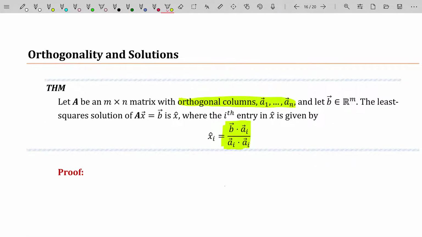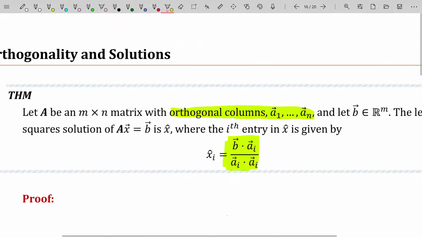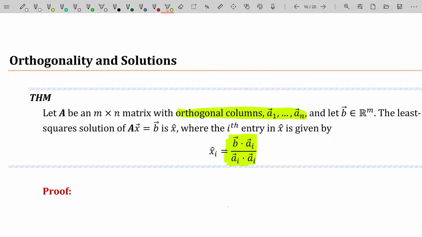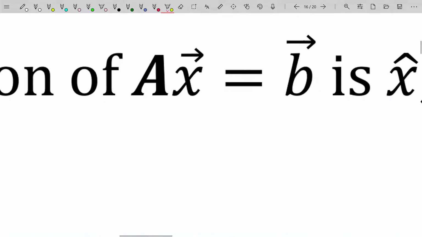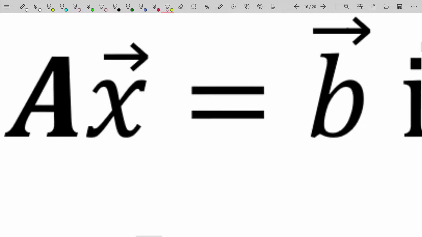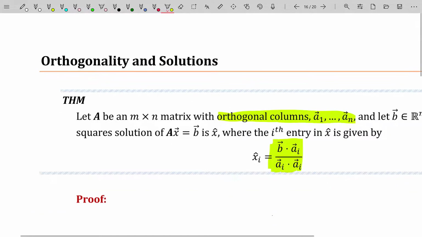First of all, if you have orthogonal columns in your matrix, as I just mentioned, those columns must be linearly independent. And once you have linearly independent columns for the matrix A, then the matrix equation Ax equals b must have only one least squares solution. So if this matrix equation is inconsistent, we can still guarantee we have a least squares solution, and there will only be one least squares solution. Again, that's because the columns are linearly independent.